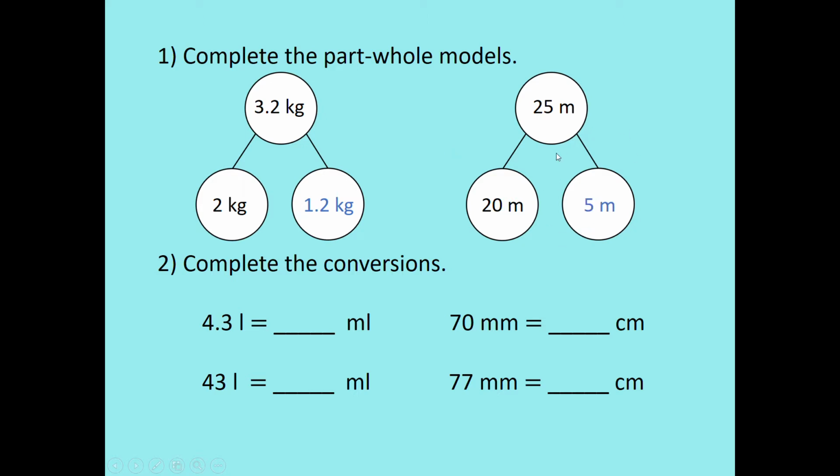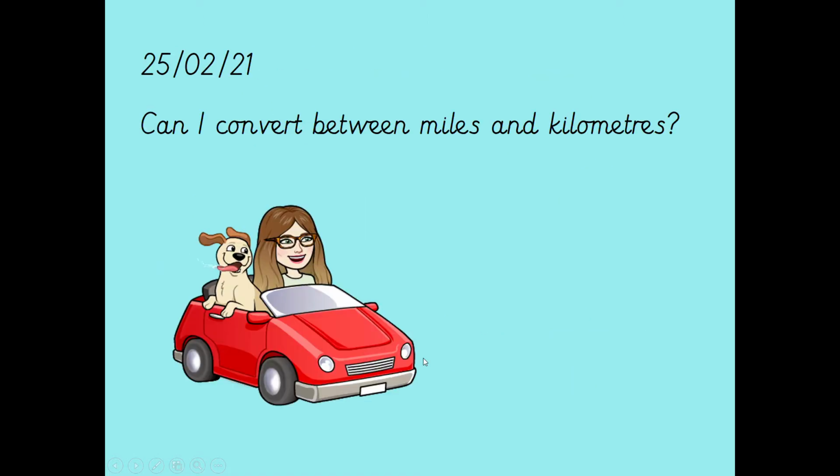What is 4.3 litres in millilitres? I am multiplying by 1,000, that's 4,300. 43 litres in millilitres, again multiplying by 1,000, 43,000. 77 millimetres in centimetres, here I need to divide by 10, because centimetres are bigger. So 77 millimetres will be 7.7 centimetres.